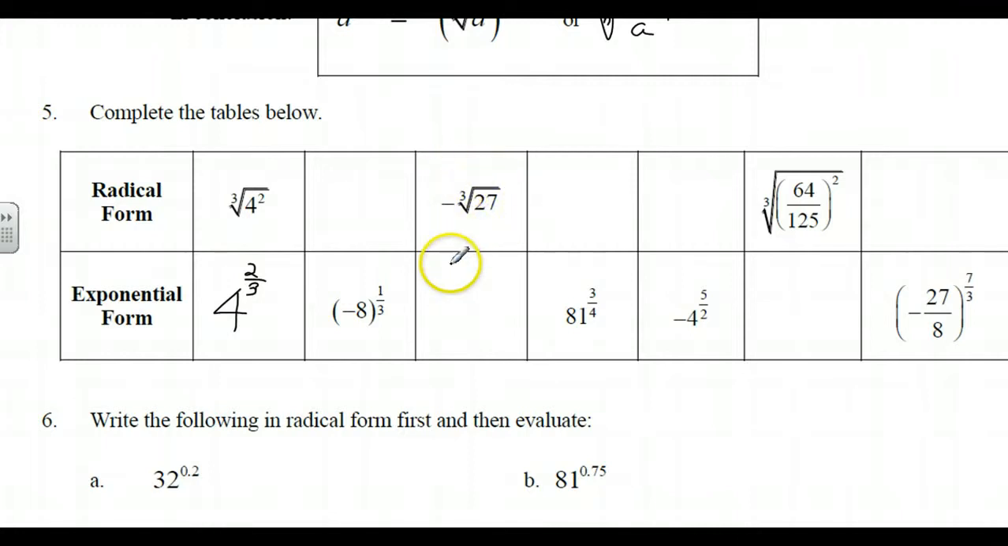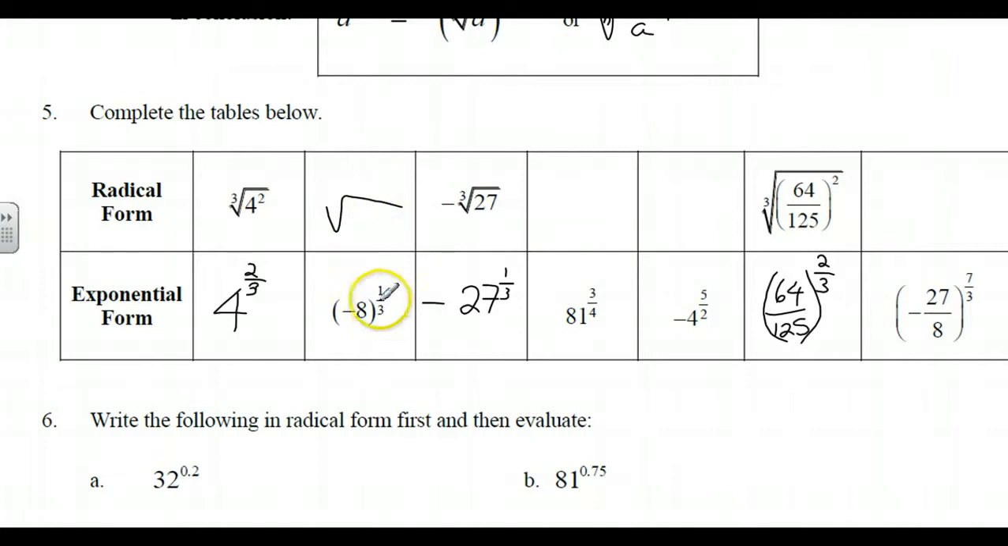Let's do these. So it's the negative of the cube root of 27. So 27 to the 1/3. And here it's the cube root of, and then I want to square those. So the base of the power is 64 over 125. Put it in brackets because it's a quotient. And again, the power goes up top. What power? What root?